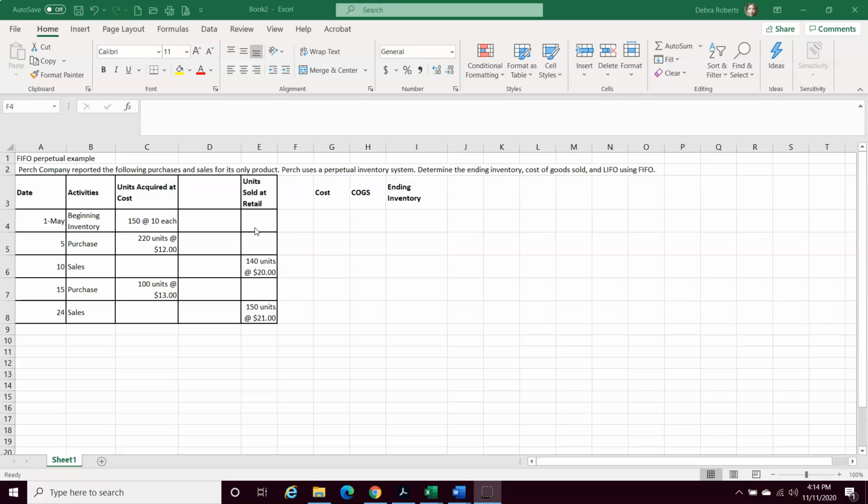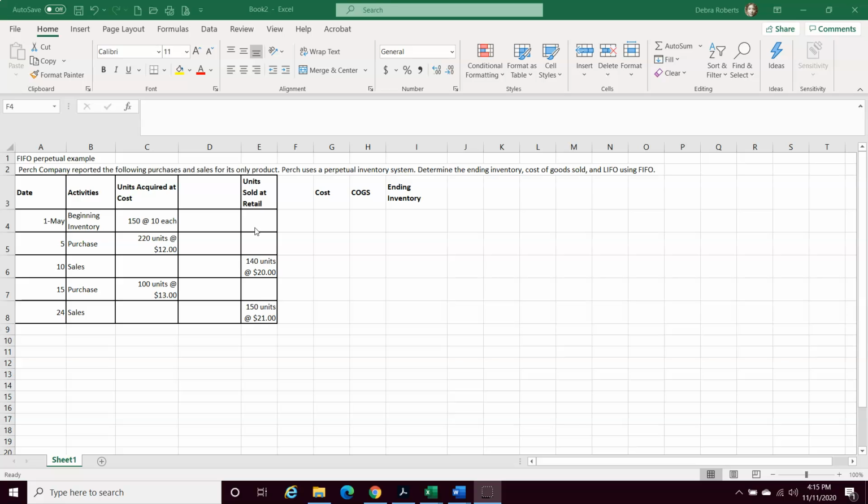The company reported the following purchases and sales of its only product using the perpetual inventory system. In this example, I'm going to try to accomplish recording, using the perpetual method, the ending inventory and cost of goods sold, assuming LIFO and FIFO. So let's first do the easier one, which is FIFO.